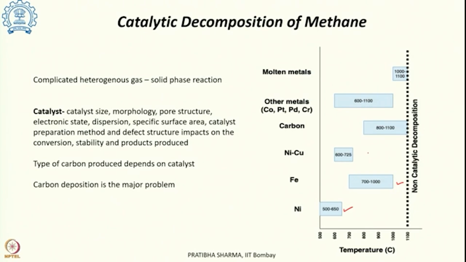There are bimetallic catalysts which can be used. Then carbon itself can be used as a catalyst. However, they work at a higher temperature, 800 to 1100 degree centigrade. The non-catalytic decomposition, as we mentioned, requires a temperature of 1100 degree centigrade, without any catalyst. And then we can use different molten metals or salts, however they operate at a higher temperature for the decomposition.